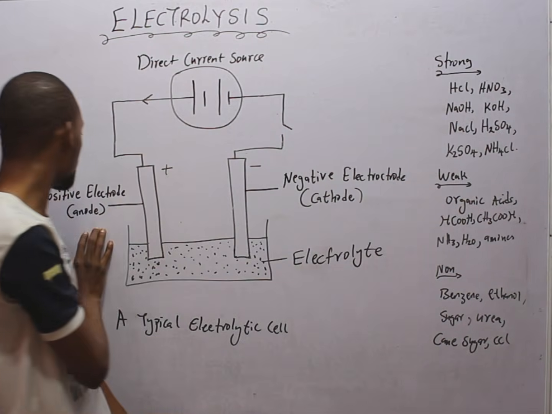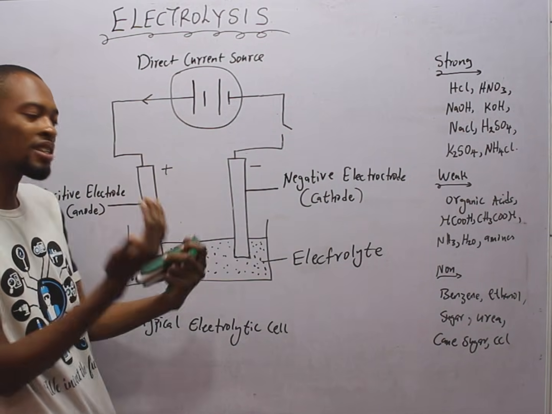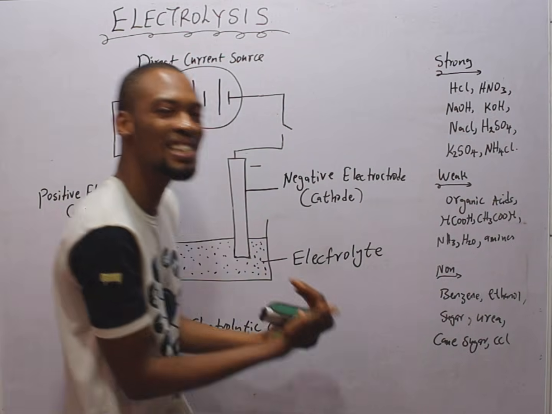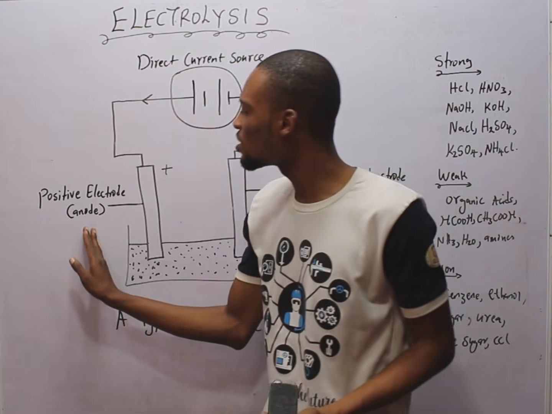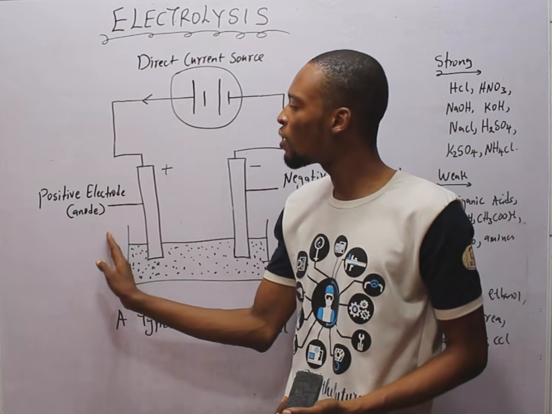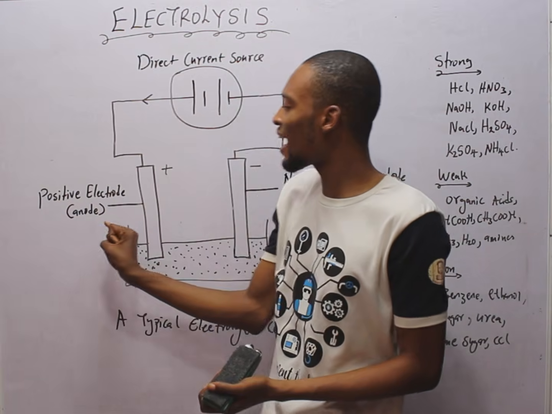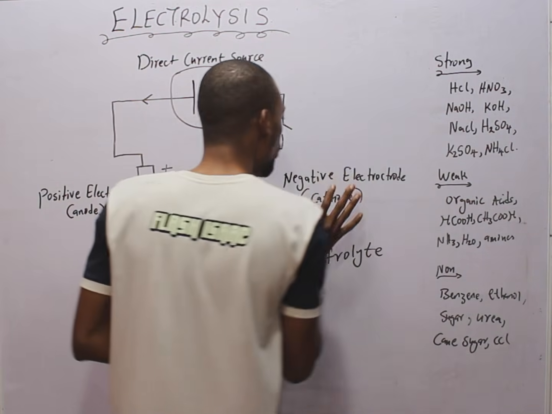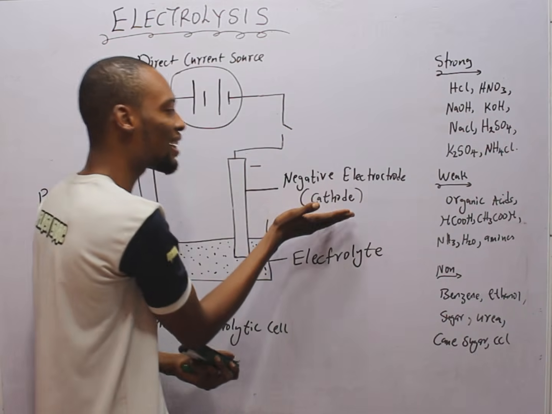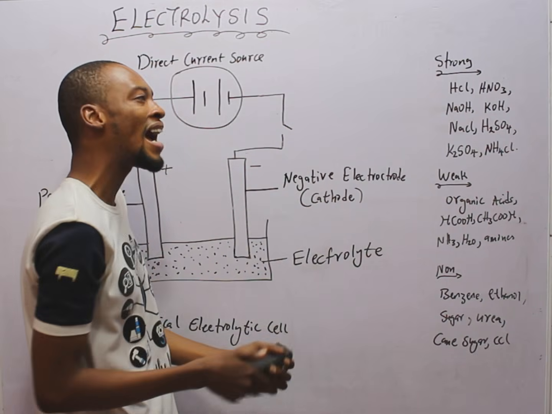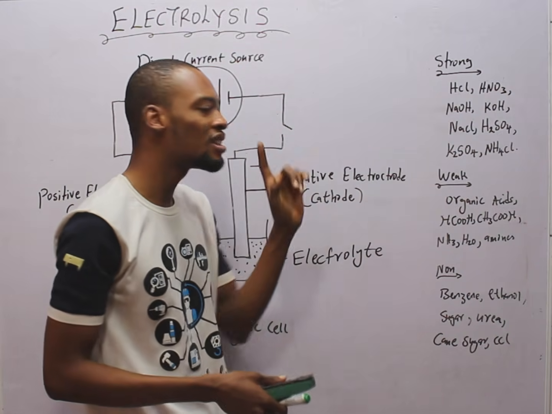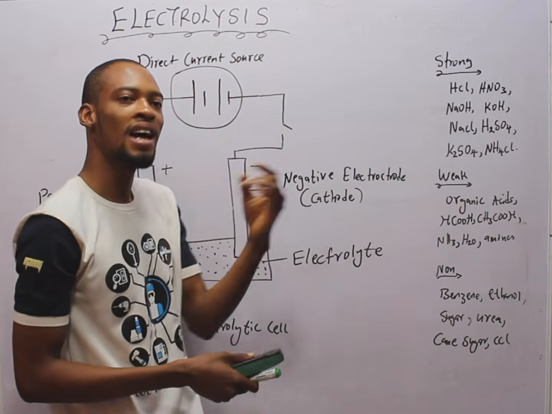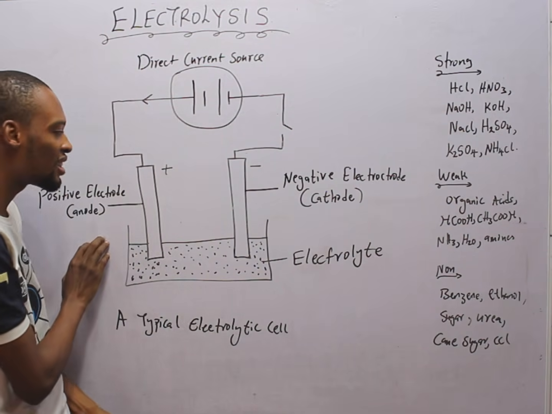The anode is the positive electrode in an electrolytic cell, or electrolysis cell. But in an electrochemical cell, the anode is the negative electrode. So they are reversed. Meanwhile, in an electrolytic cell, the cathode is the negative electrode, while in an electrochemical cell, the cathode is the positive electrode. Now, cations in electrolytic cells are positive ions, while anions are negative ions.